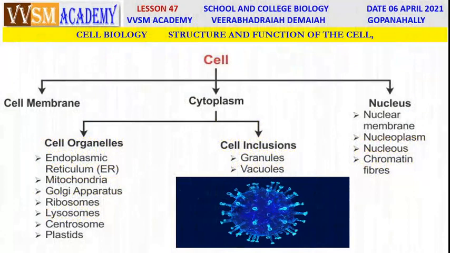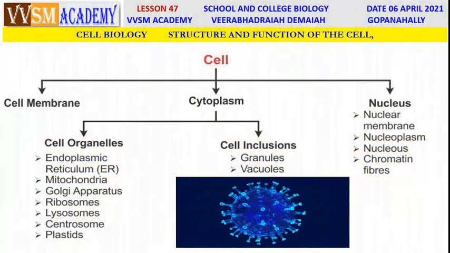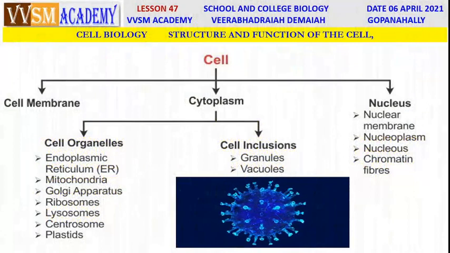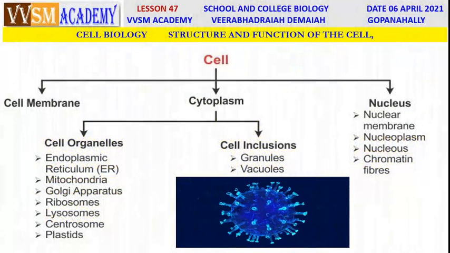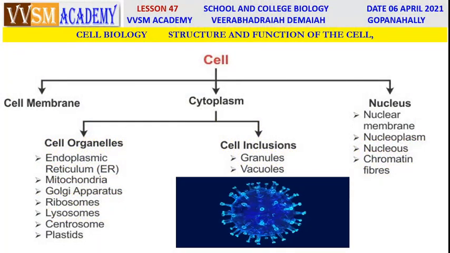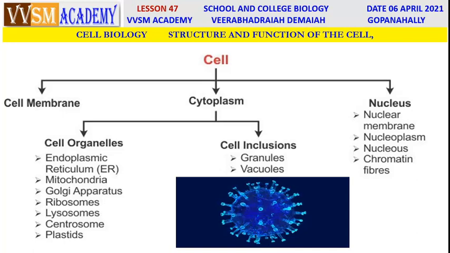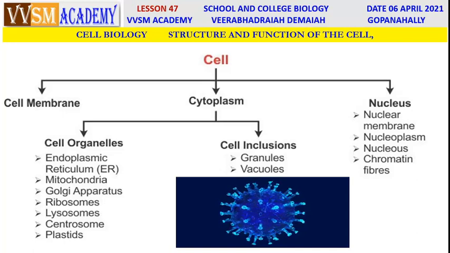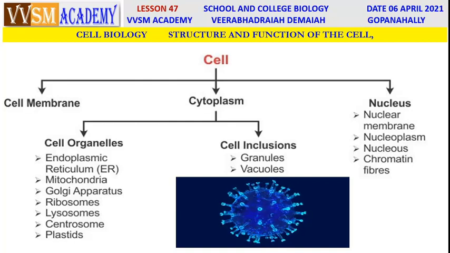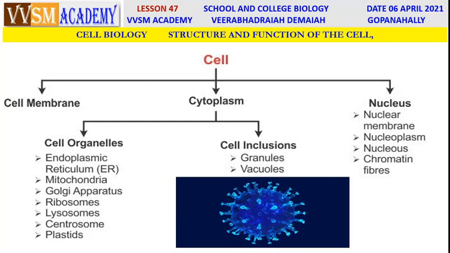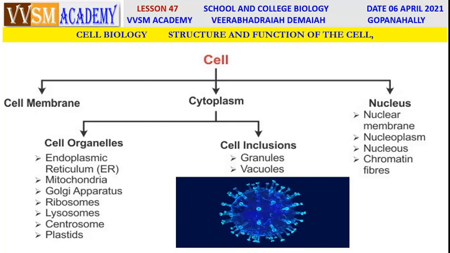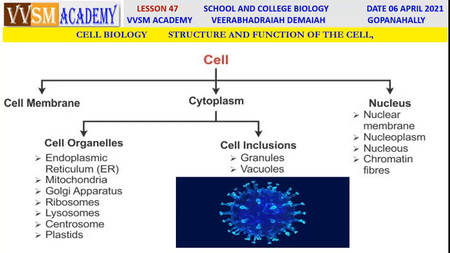Well friends, this is the flow chart of the cell. The cell is mainly classified or divided into cell membrane, cytoplasm, nucleus. CCN. Try to remember it this way. Some sort of practice is very much essential to the student in the learning process. CCN: cell membrane, cytoplasm and nucleus, the main divisions of the cell. Further, the cytoplasm is divided into cell organelles and cell inclusions.